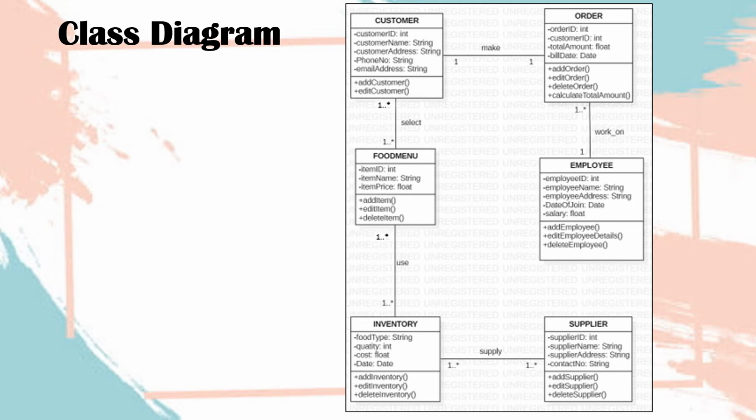For supplier, they have 4 attributes which are supplier ID, supplier name, supplier address, and contact number. The data type for supplier ID is integer. However, supplier name, supplier address, and contact number are string. The operators for supplier have add supplier, edit supplier, and delete supplier.